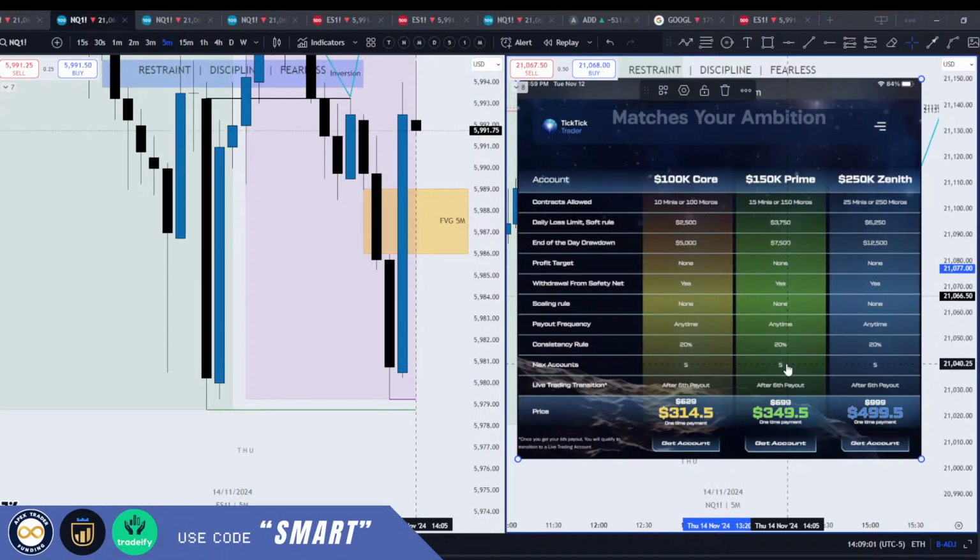You get 5 accounts, 20% consistency, which is regular. No payout windows, no trading days required. So you don't need 10 trading days. You don't need payout windows. There's a daily loss limit, which is the same as every other instant funded. Very free in the rule set, at least.